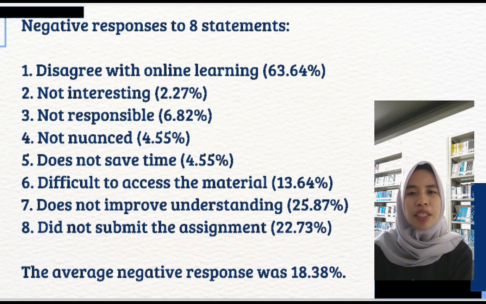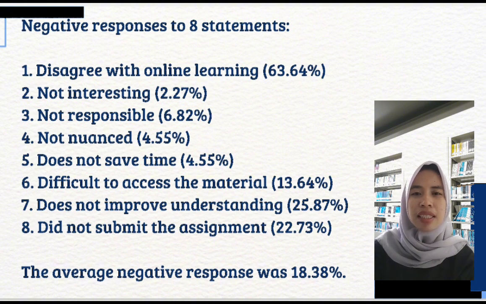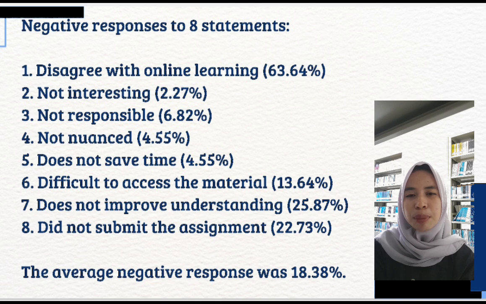So for the negative response to the 8 aspects, for the first aspect there is disagreement with online learning at 63.64%. And then for the second aspect, there is not interesting at 2.27%. And then for the third aspect, there is not responsible at 6.82%. And then for the fourth aspect, there is not nuanced at 4.55%.